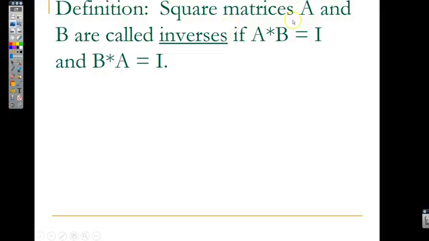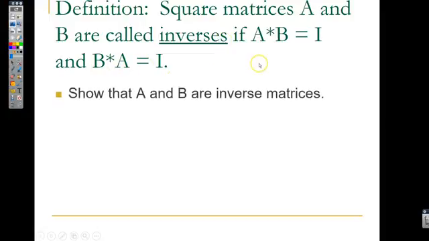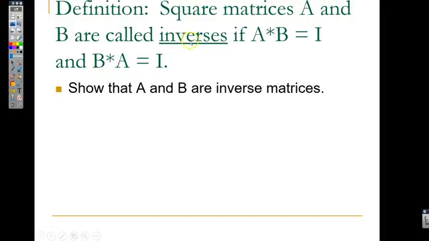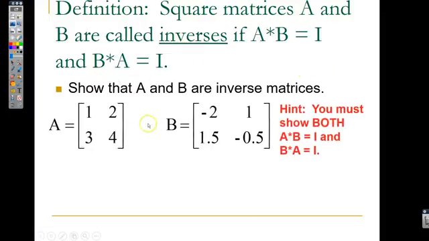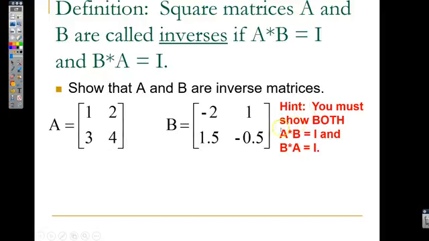So what it's saying is that when you multiply by the identity, it is commutative. Square matrices A and B are called inverses if you multiply the two of them and you get the identity. Whether you multiply A times B or B times A, you have to get the identity if they are inverses. So we must show both A times B and B times A, and we get the identity.